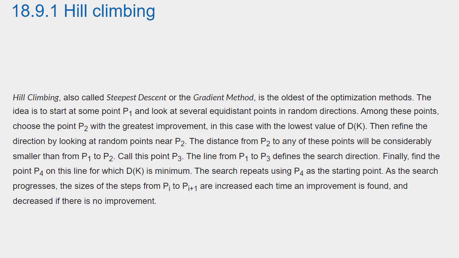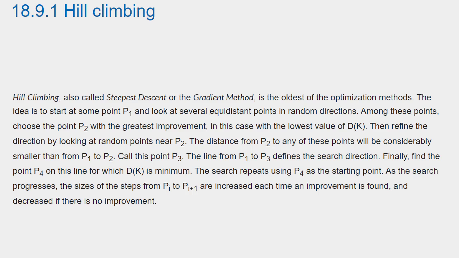Section 18.9.1 Hill climbing. Hill climbing, also called steepest descent or the gradient method, is the oldest of the optimization methods. The idea is to start at some point P1 and look at several equidistant points in random directions. Among these points, choose the point P2 with the greatest improvement, in this case with the lowest value of d of k. Then refine the direction by looking at random points near P2.